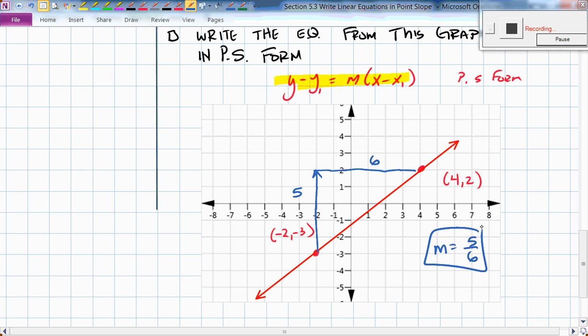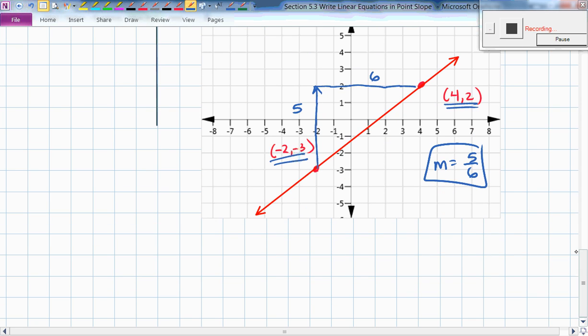Everybody get that part? That's the slope. Now you have to pick a point. You can either pick this point over here, (-2, -3), or this point over here, (4, 2). It doesn't matter which one you pick. So we'll go with whatever one Marcos picked. Which one did you pick, dude? You picked both. Oh, that's amazing, dude.